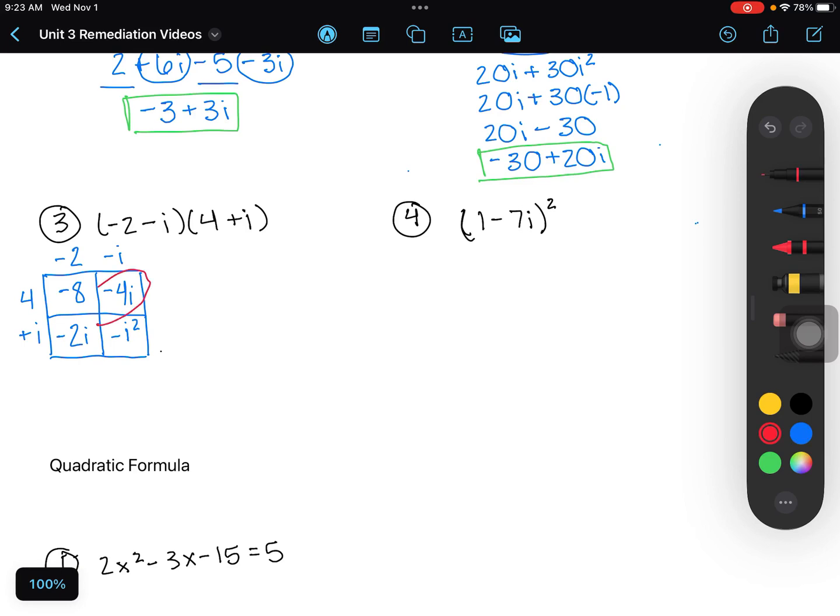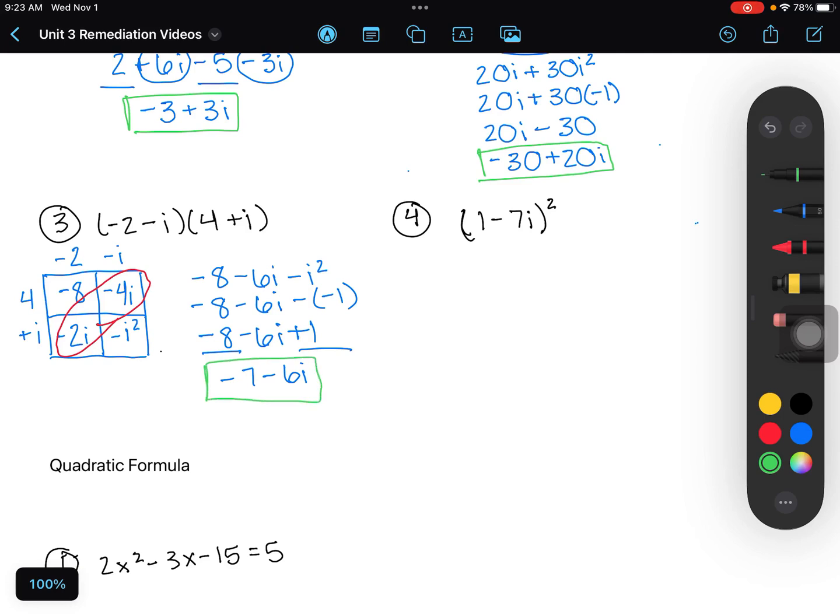I see that I have two like terms here that I can combine. So I have a -8 and a -6i, and then a -i squared. We can replace i squared with -1, just like we did before. So a -(-1) is just a +1. So now I have two other like terms I can combine. I have a -8 and a 1. This gives me -7 minus 6i. Again, I want to make sure the real part is in front, which it is. And we're all good.